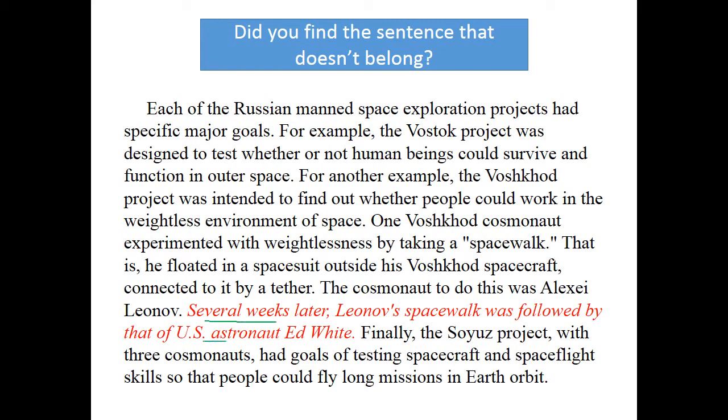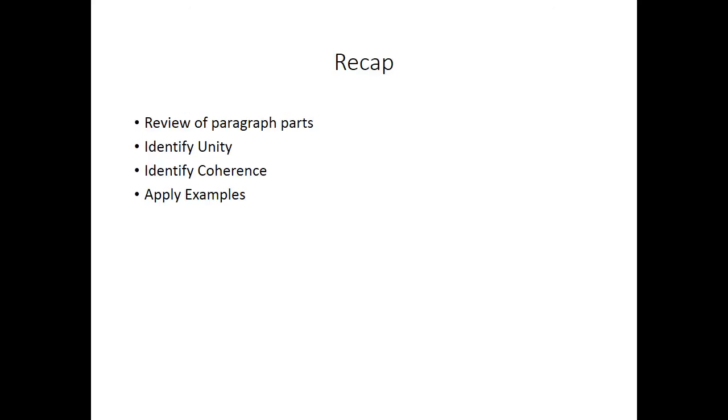So even though this sentence is factually correct, there's nothing wrong with it, it doesn't really support this topic sentence, which is about how each of the space exploration projects had specific major goals. All of the other sentences support it. This one just talks about Ed White following this cosmonaut's trip, and that really doesn't have anything to do with the stated main point of this paragraph. It's so easy to stick something like this in there because, hey, it seems connected and it is factual, but at the end of the day, it does not support the main idea, the topic sentence, so you take it out.